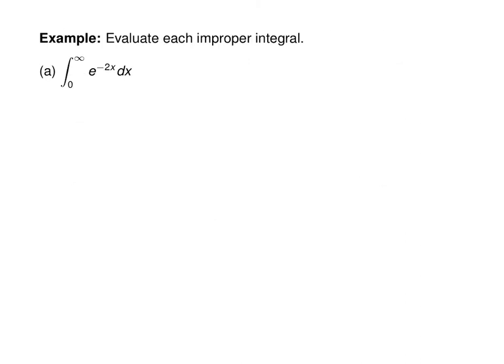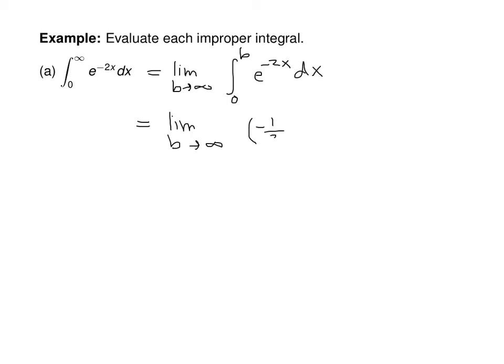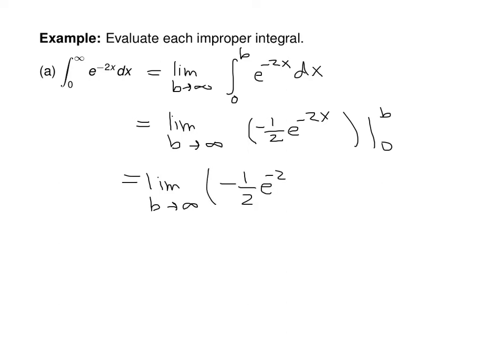So evaluate the integral from 0 to infinity of e to the -2x. That will be the same thing as the limit as b goes to infinity of the integral from 0 to b, e to the -2x dx. Now an antiderivative of e to the -2x is -1/2 e to the -2x, from 0 to b. Now first plug in b: the limit as b goes to infinity of -1/2 e to the -2b plus 1/2 e to the 0.